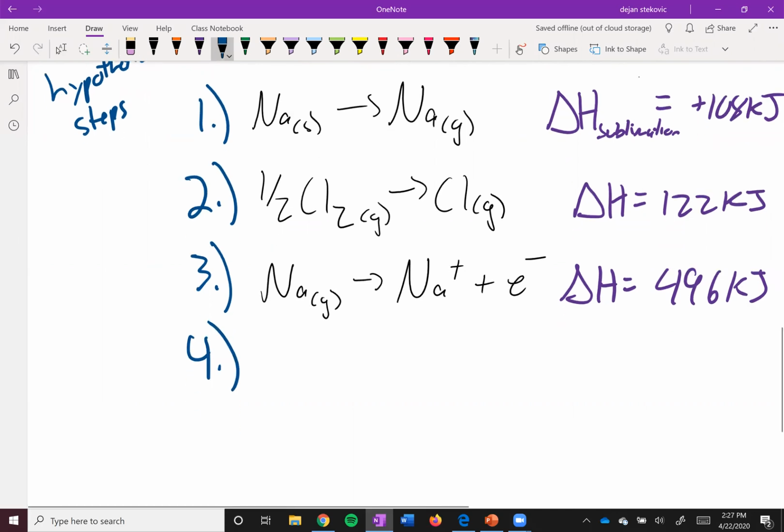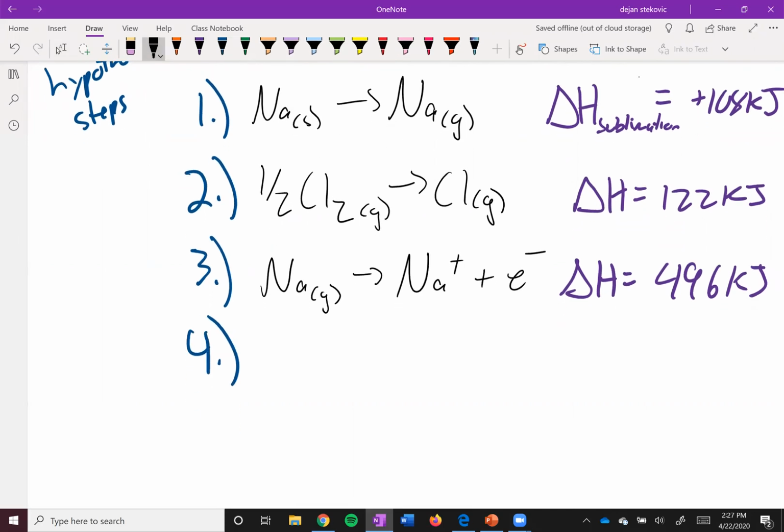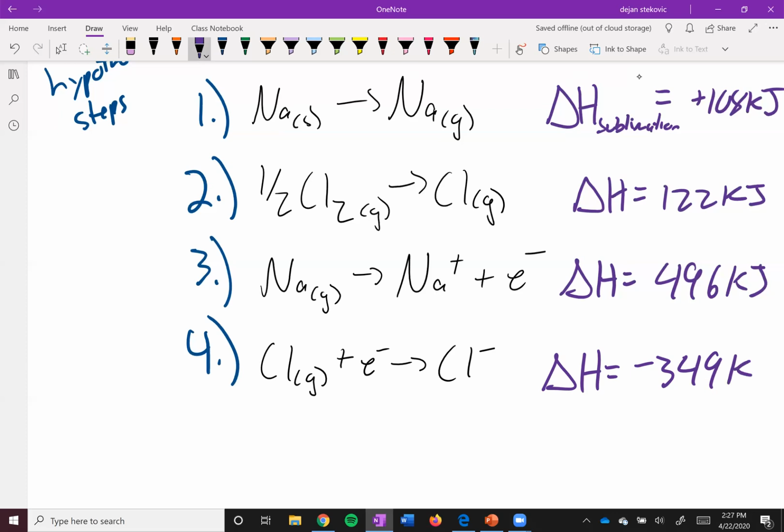Now that we removed the electron from sodium, we can give it to chlorine. This is definitely exothermic, right? Chlorine has a negative electron affinity, or releases energy when it gets an electron. So this is negative 349 kilojoules.